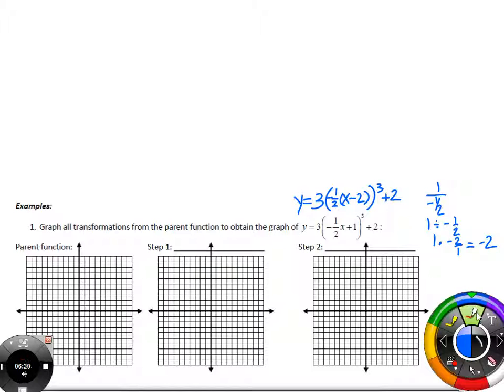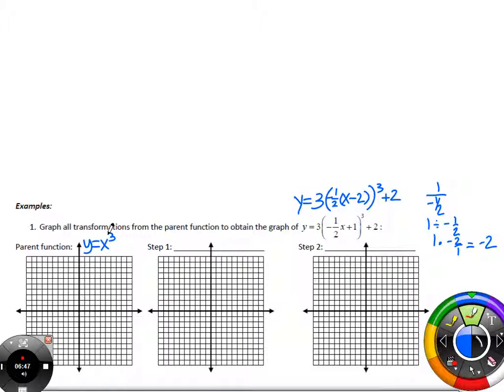So the first thing we're going to do is start with our parent function. I'm going to start with what I have memorized. Mikey? Negative 1/2 and 3. No, because the negative 1/2 is inside of something that's being cubed, and the 3 is not in there with it, so they actually have very different values.